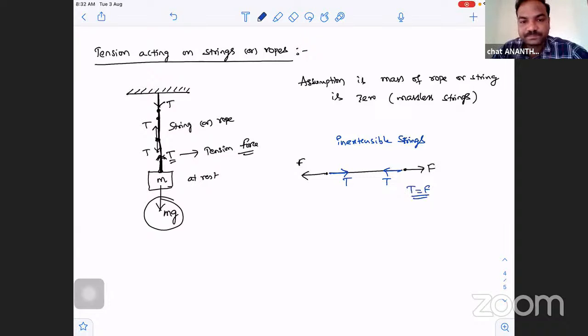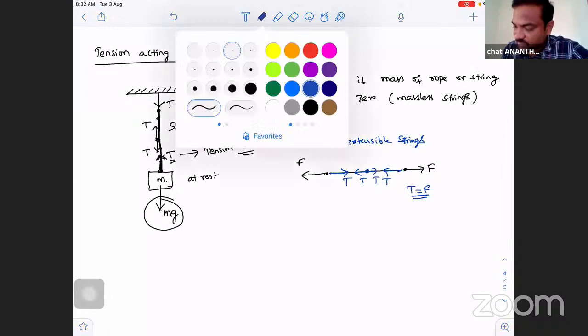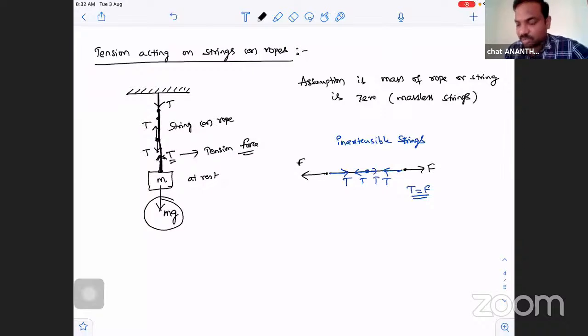Tension acting in the string is exactly equal to the applied force, not like a spring. The tension value is equal to the applied force on it. So tension will act everywhere, at each and every point. Suppose I take one point of the string, then tension is nothing but molecular forces acting equal and opposite. So tension force is nothing but the force acting in strings or ropes.